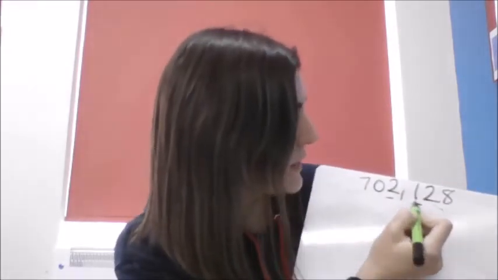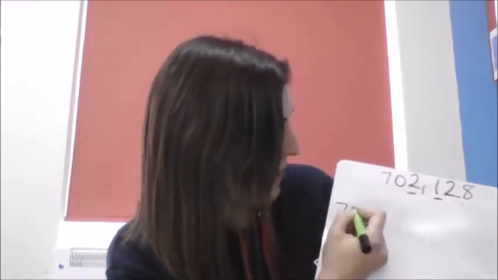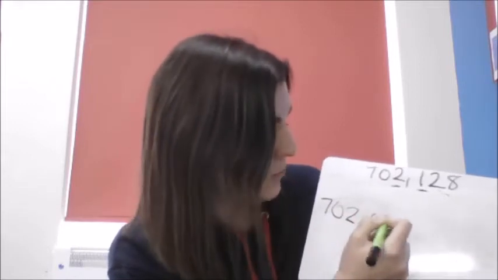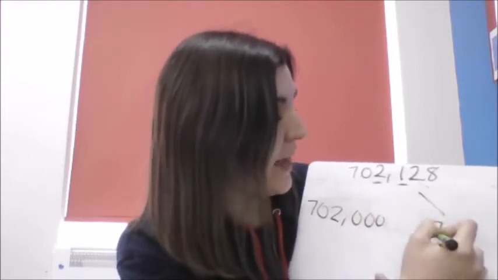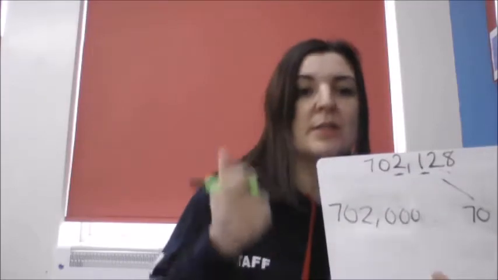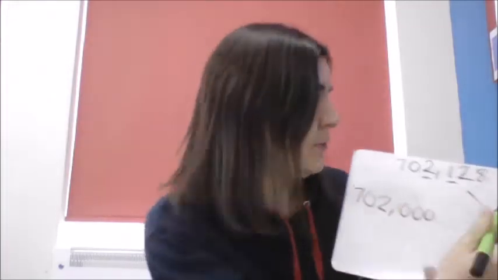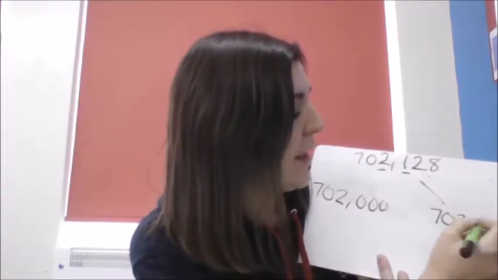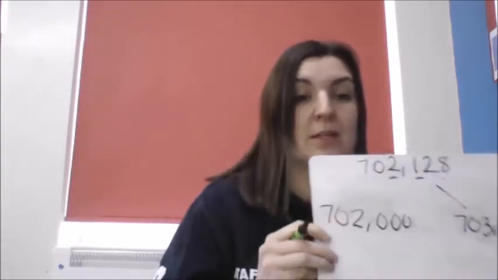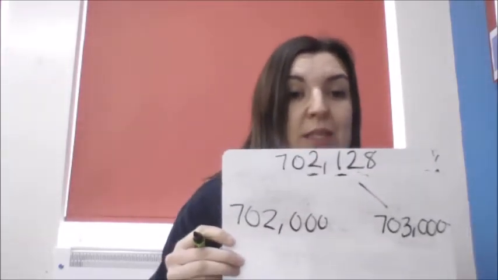Okay, right, next column then is the thousands column. Okay, so I've got a 2 in my thousands column, so I need the thousands column and I need the hundreds column this time, the next door one. So I've got 702,000 and then 703,000, and so it'd be 1,000, 2,000, 3,000. So 703,000. Okay, so my number is somewhere in between those thousands.